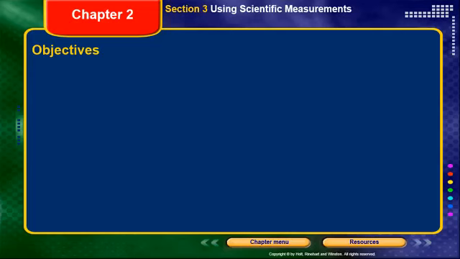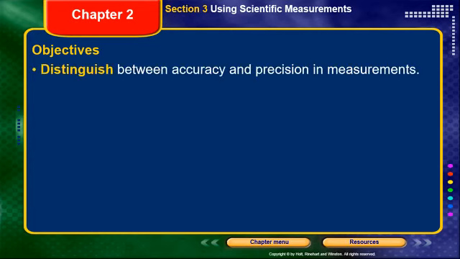All right, chemistry. This is your video lecture for Chapter 2, Section 3. This is titled Using Scientific Measurements. Your first objective is to be able to distinguish between accuracy and precision in terms of measurements. In science, those are considered two different things, and we'll describe that in depth later.